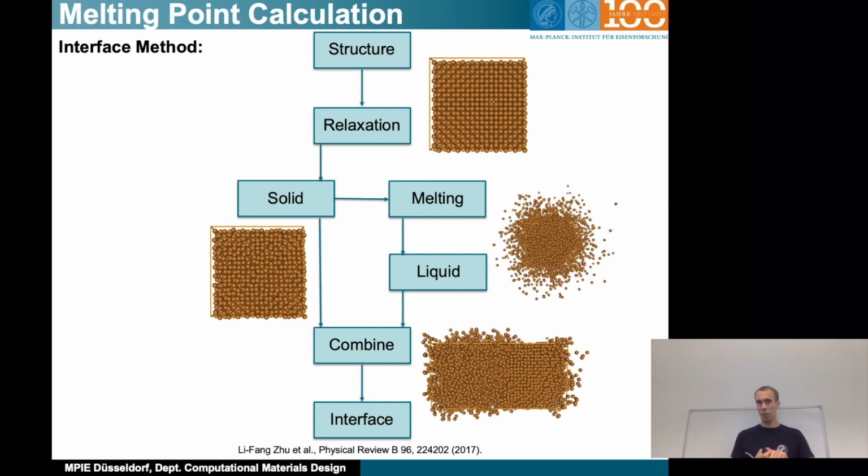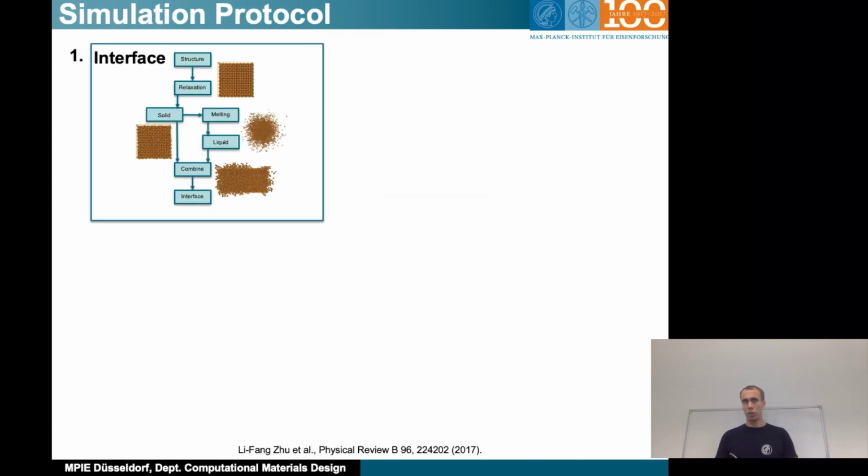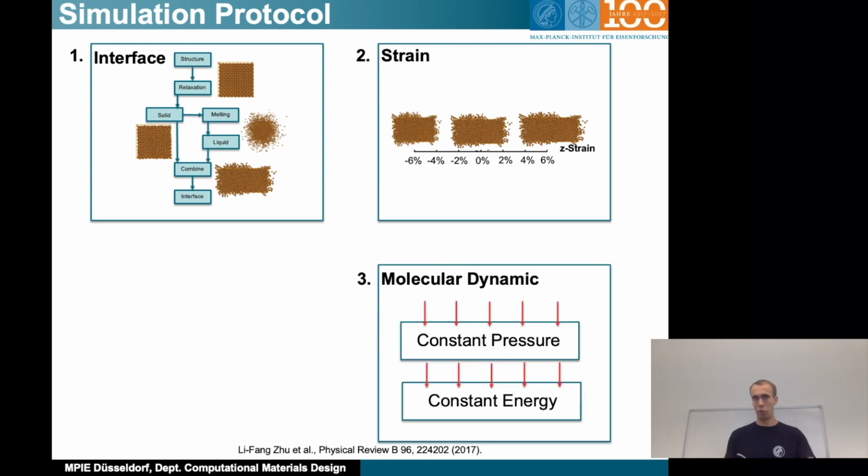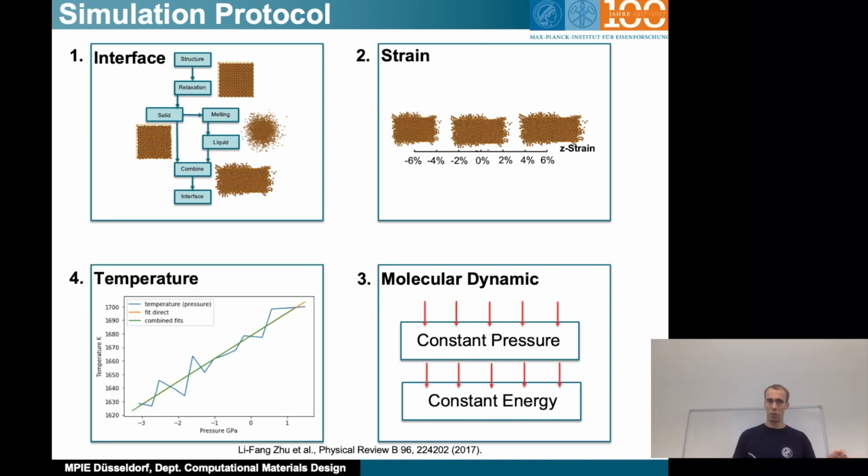If this interface is stable at a given temperature, we know, okay, this seems to be the melting temperature. So how do we do this? How do we verify it's stable? Yifang Zhu from our department did one paper on this, and she just applied different strains, running first at constant pressure, then at constant energy. For the different strains, we see here the predicted temperature over pressure, and we can then look at the point at zero pressure, and then again get a suggestion.